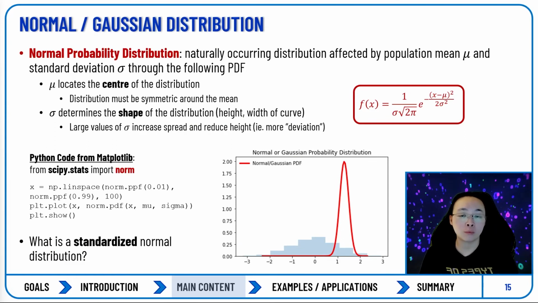We've now arrived at the normal or Gaussian distribution. The normal probability distribution is called normal because it's a naturally occurring distribution that's affected by a population mean, mu, and a standard deviation, sigma, through the following probability density function. We have f of x equals 1 over sigma times the square root of 2 pi, times e to the power of negative, and then this term over here. So this is essentially a normal distribution.